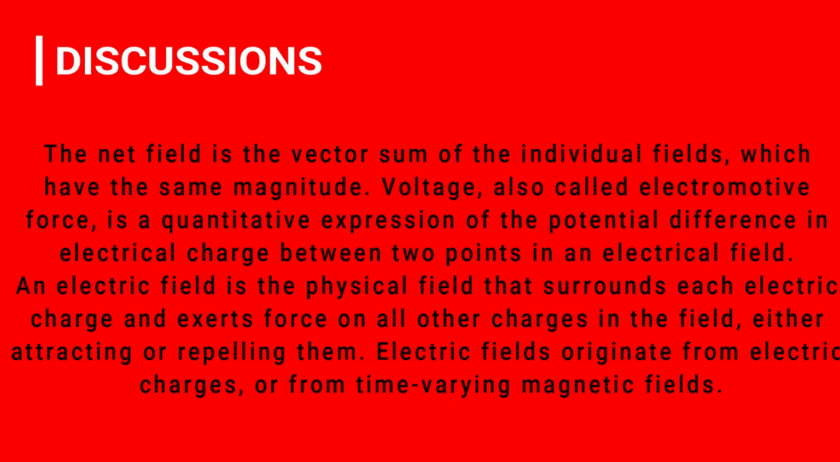Voltage is also called electromotive force. It's a quantitative expression of the potential difference in electrical charge between 2 points in an electric field. An electric field is the physical field that surrounds an electric charge and exerts force on all other charges in the field, either attracting or repelling them. Electric fields originate from electric charges or from time-varying magnetic fields.